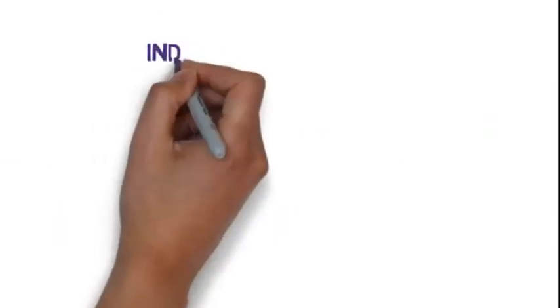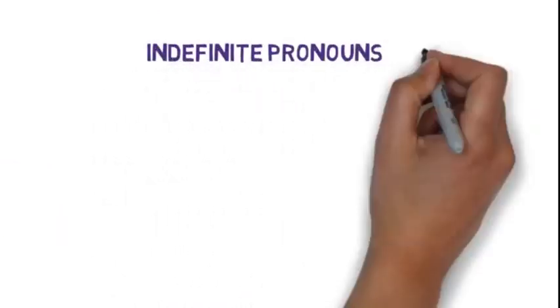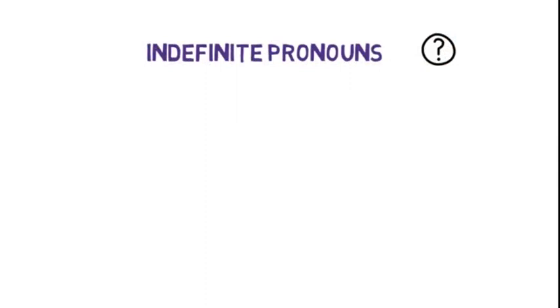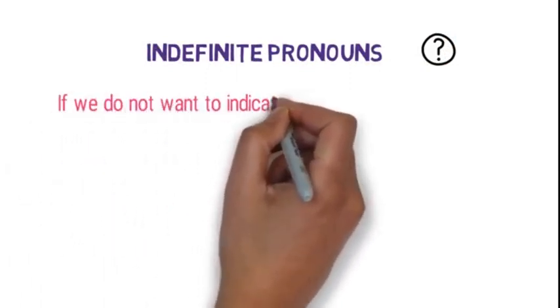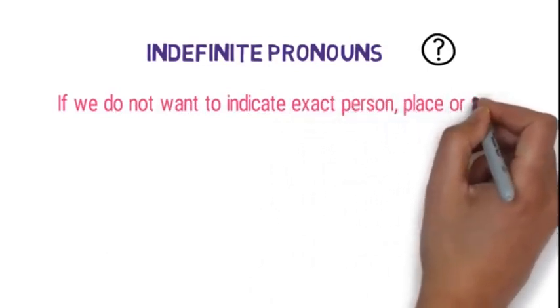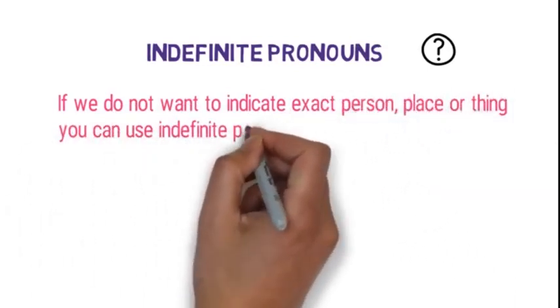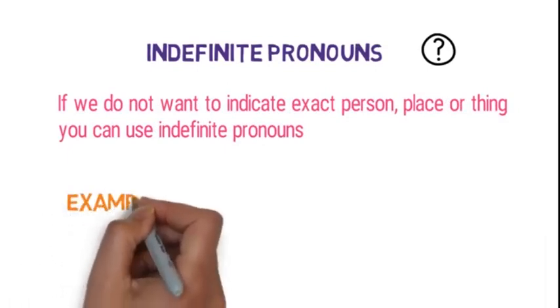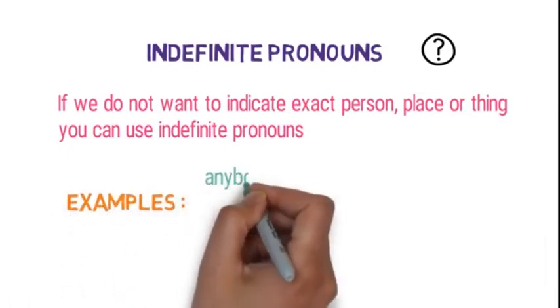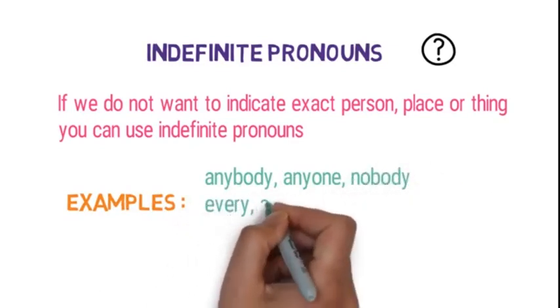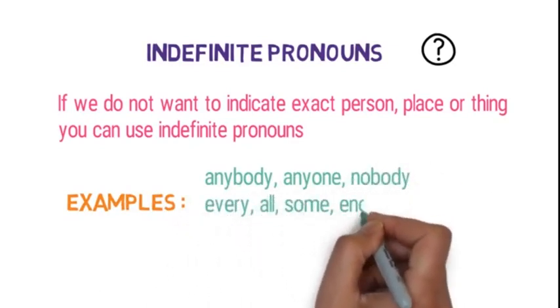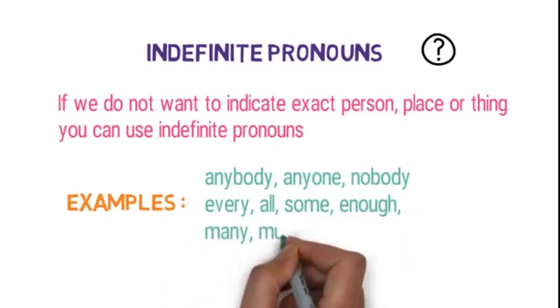Now let's look into another category of pronouns. Indefinite pronouns. So what are indefinite pronouns? If there is a situation where you do not want to indicate an exact person or place, you can use indefinite pronouns. Examples of them are anybody, anyone, nobody, every, all, some, enough, many, much.